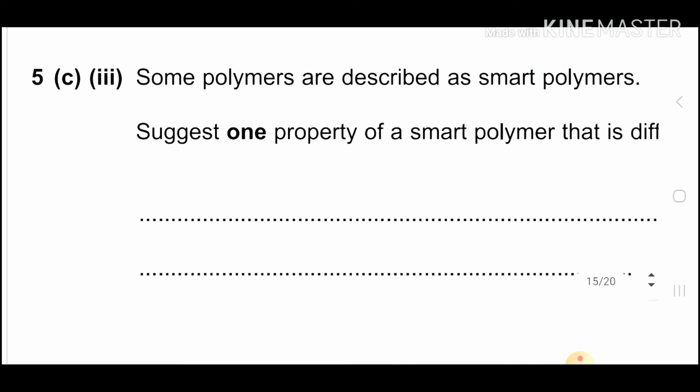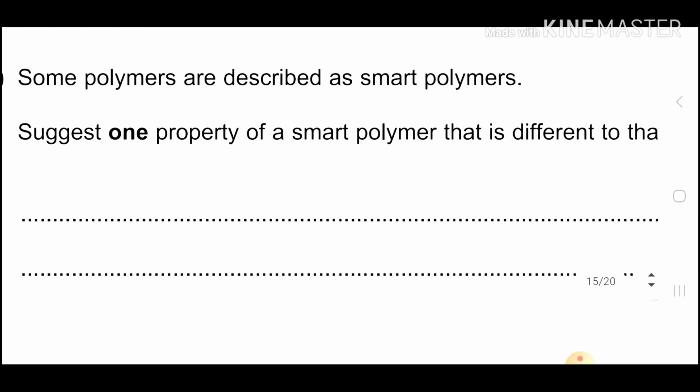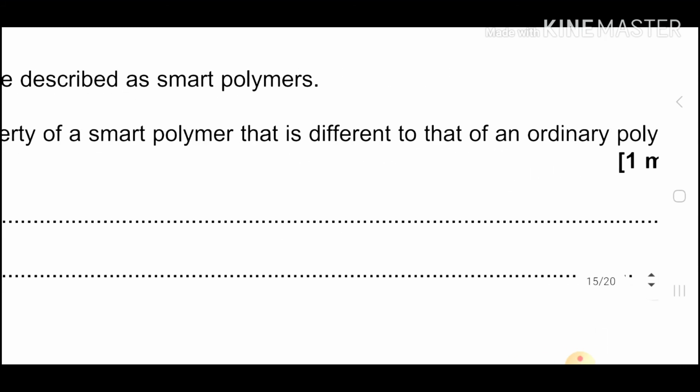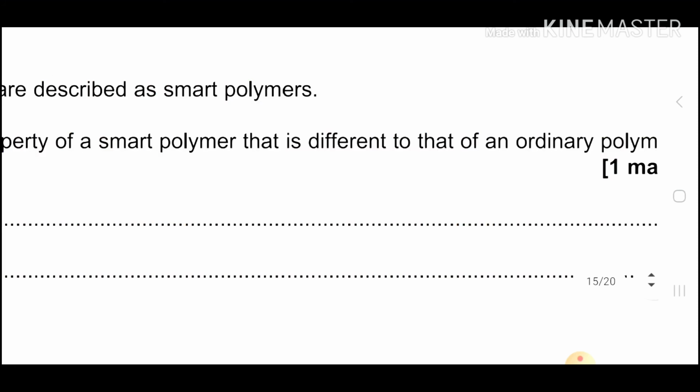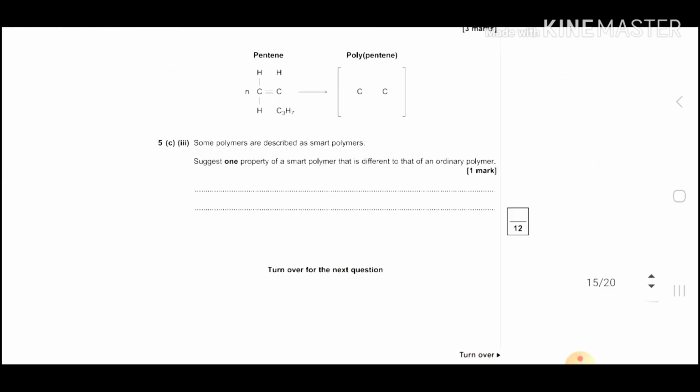Let's see the next one. 5C part 3. Some polymers are described as smart polymers. Suggest one property of a smart polymer that is different to that of an ordinary polymer. So that is, smart polymers have shape memory. All right, let's see another question.